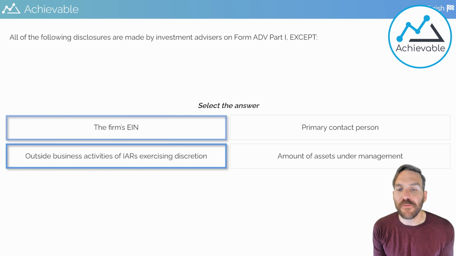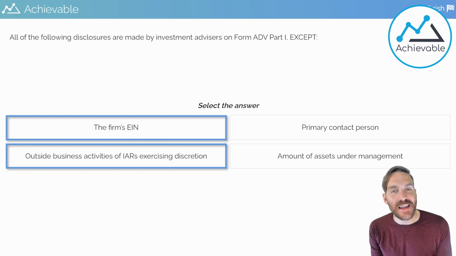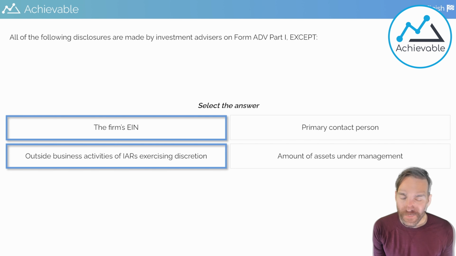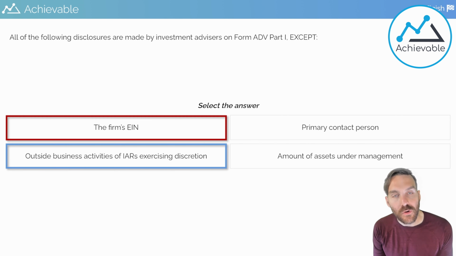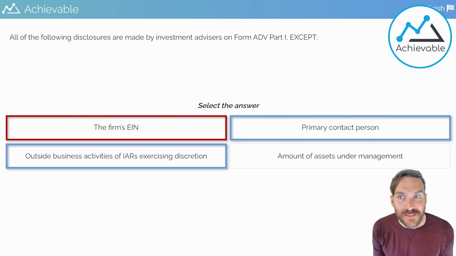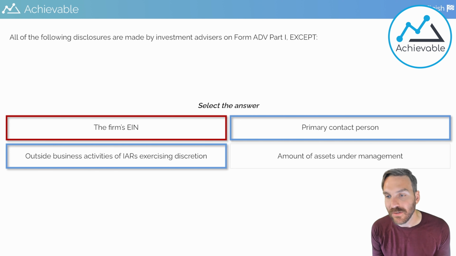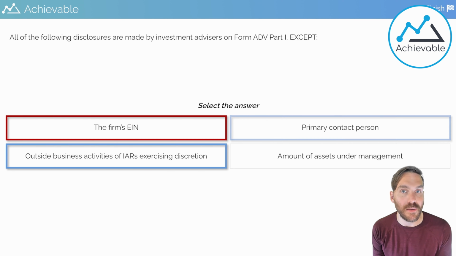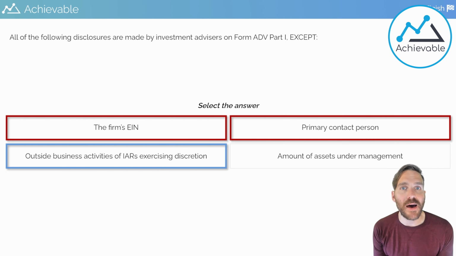First answer at the bottom. The firm's EIN. The EIN stands for Employer Identification Number. This is basically the social security number for businesses in the United States. Tax reporting numbers have to be disclosed on Form ADV Part 1, so we can go ahead and eliminate this as one of our wrong answers. We'll go to the right. The primary contact person. Yes, of course. It's really important that firms disclose who the regulator should call should they have an issue or just need to get in touch with someone at the firm. This is one of the biggest things that's disclosed on Form ADV Part 1, so we'll eliminate that as one of our wrong answers. Let's go to the bottom left now.